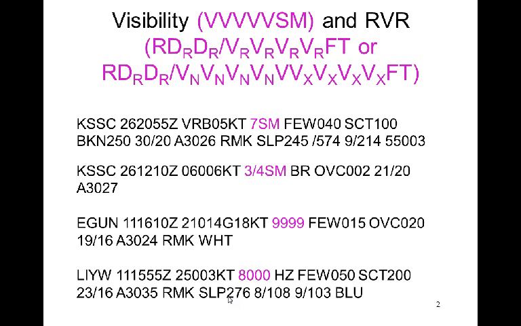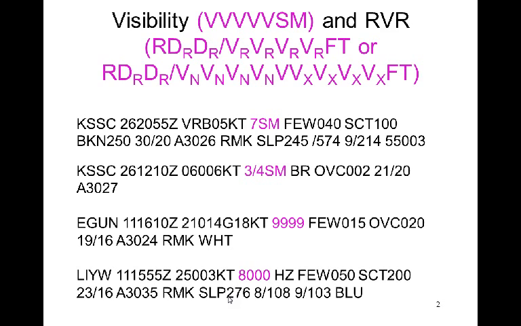We're going to start with our visibility. In the first example here for KSSC, which is Shaw Air Force Base, we see on the 26th day of the month at 20:55 Zulu, the winds were variable, and the visibility, as indicated in purple, is 7 statute miles. 7 statute miles is also sometimes referred to as unrestricted visibility. In the United States, all of our visibility is reported in statute miles, and when we're outside the United States, in countries that use the metric system, we're going to measure our visibility in meters.